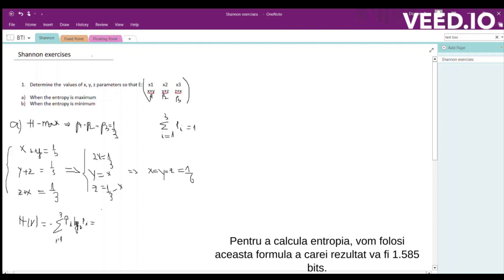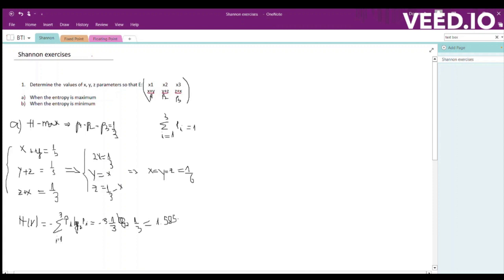To calculate the entropy, we will use this formula right here. And the entropy will be equal to negative 3, because we have 3 probabilities with the same value, times 1 over 3 log in base 2 from 1 over 3, which equals 1.585 bits. So this is the answer for the maximum entropy.